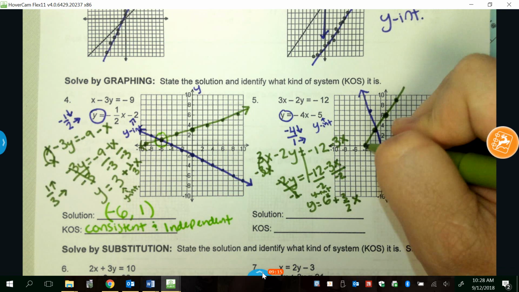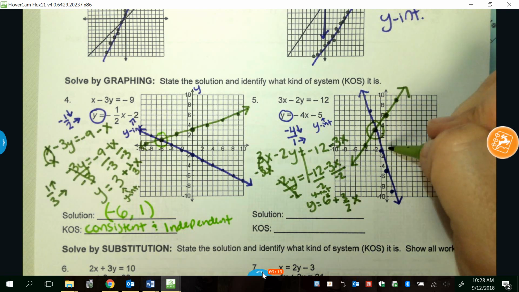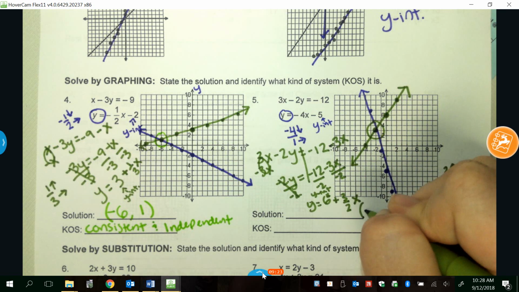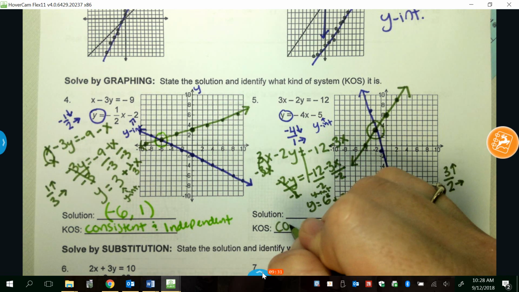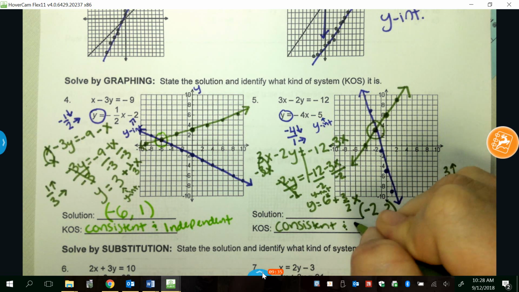So on and so forth. We see where they touch. So this is my solution, which is -2, +3. Okay, and again, there's one solution that stands alone, so it's consistent and independent.